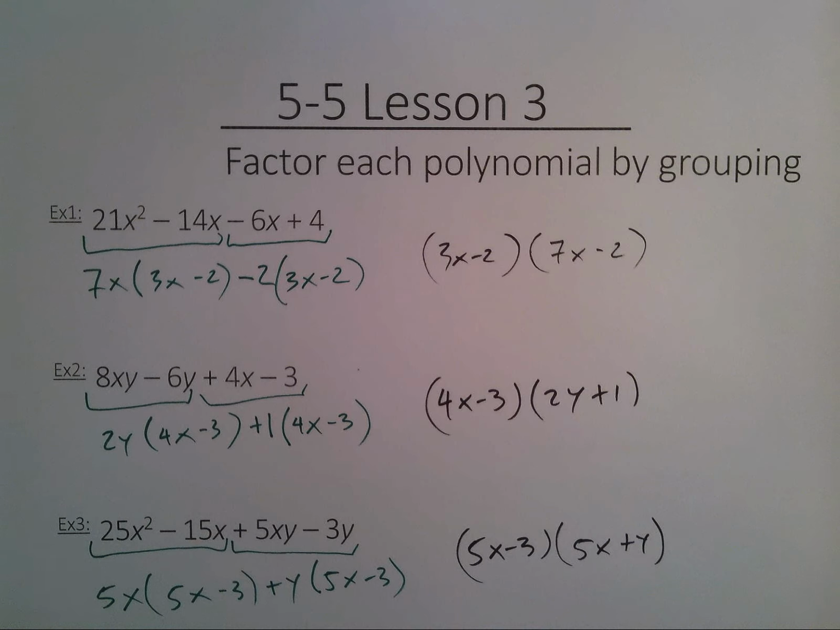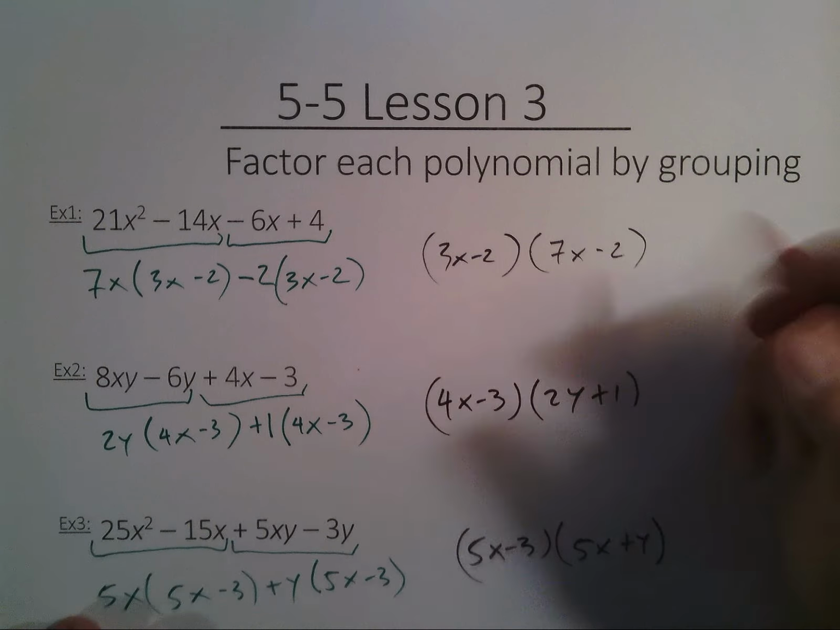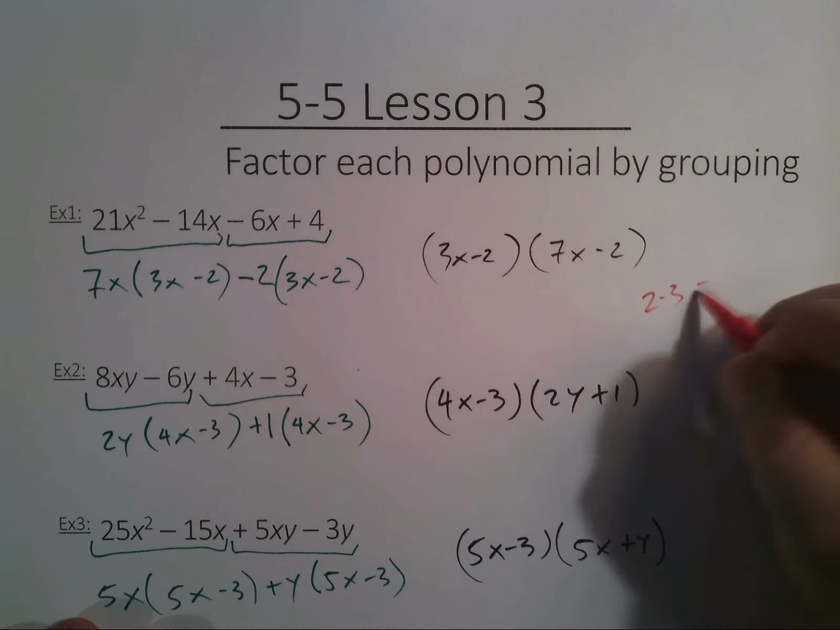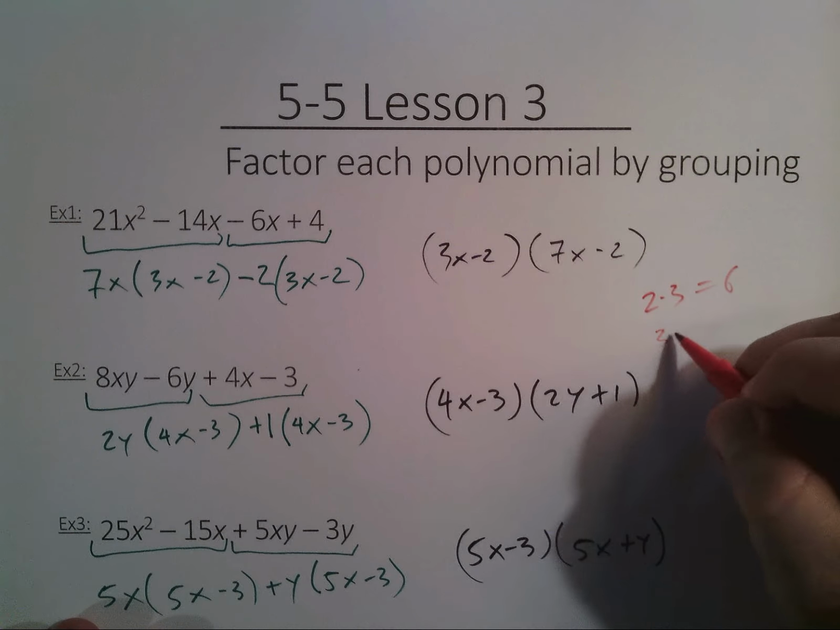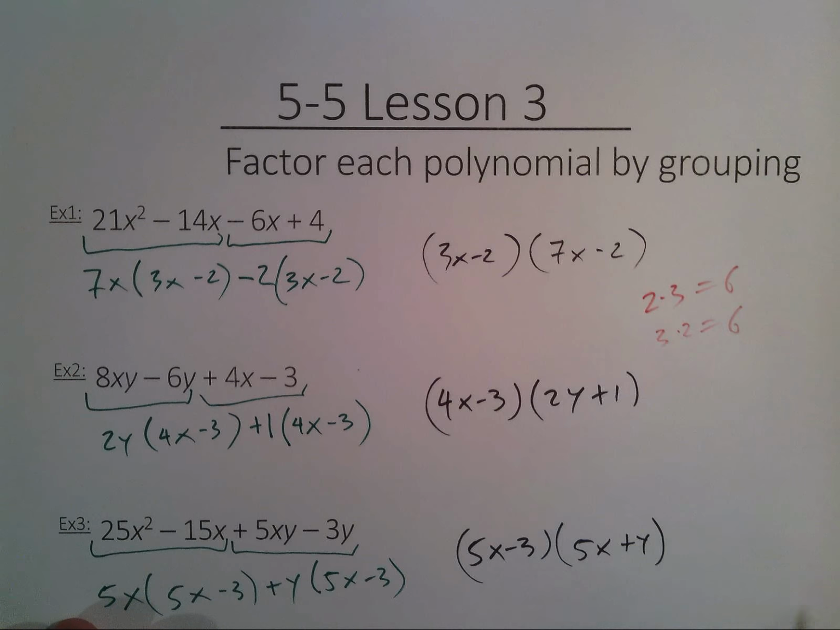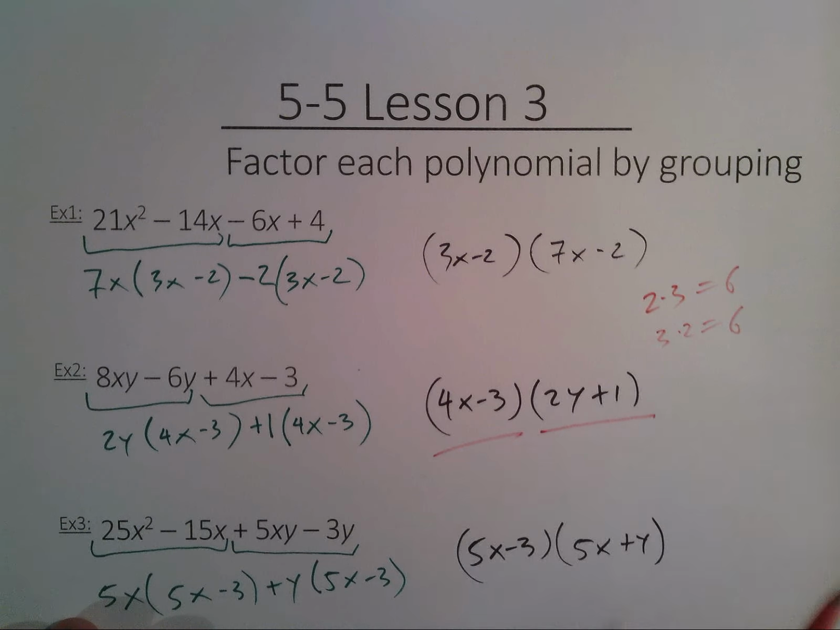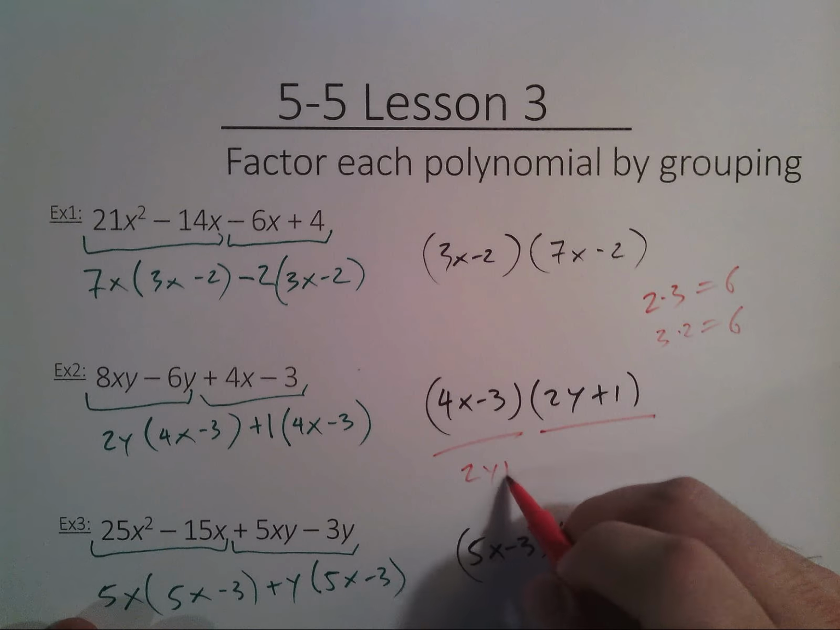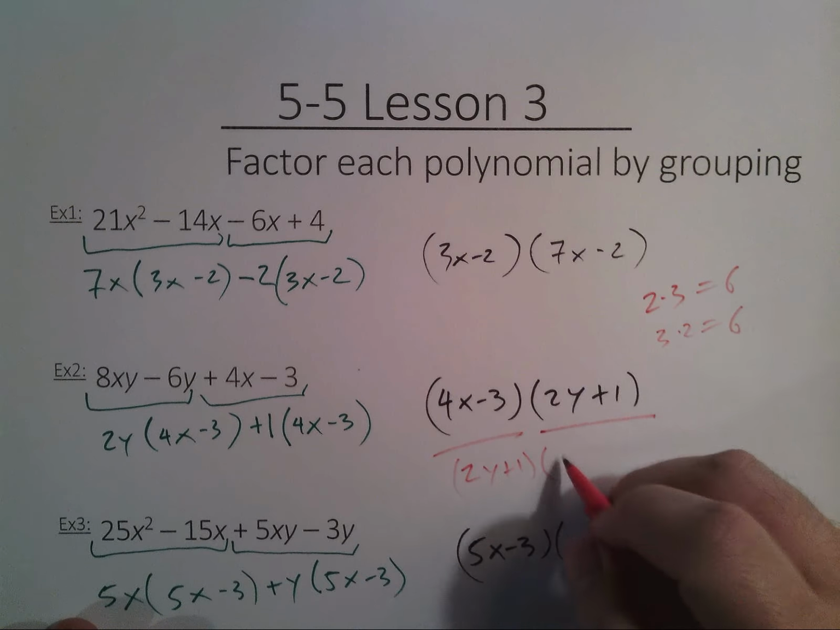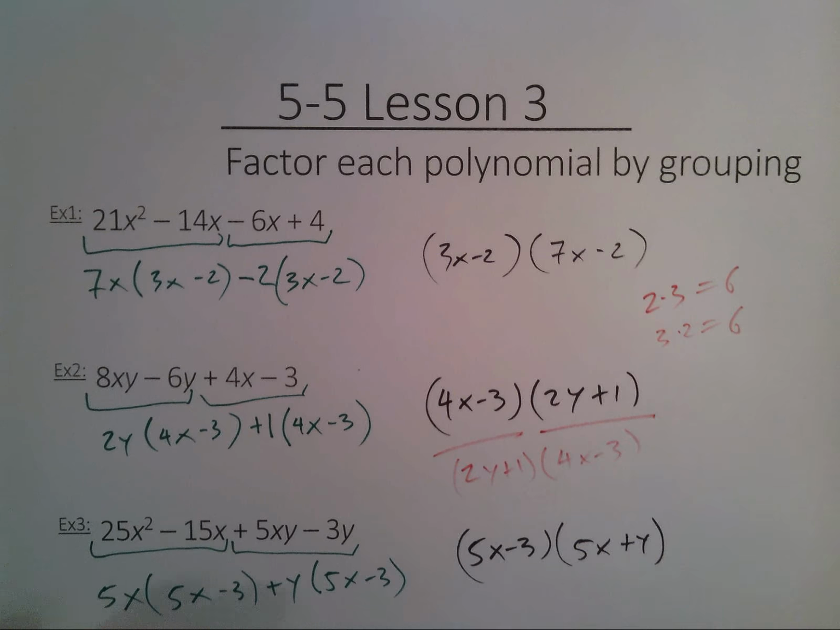Alright, this is factoring by grouping. And we use it a lot, especially on the next sections that we're going to do. It's going to be our go-to thing. And just to point out, it doesn't matter what order you write it in. If I have 2 times 3, that equals 6, but it's the same thing as 3 times 2. That's also 6. So looking at example 2 here, 4x minus 3 times 2y plus 1 would be the exact same thing if I wrote it in the other order, 2y plus 1 times 4x minus 3.